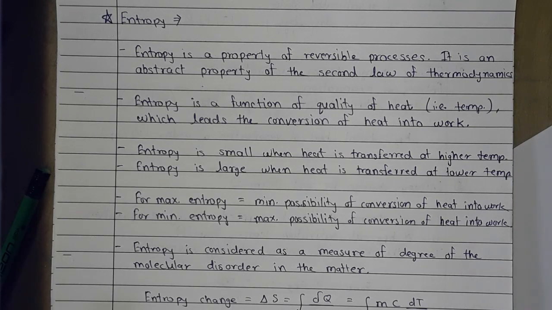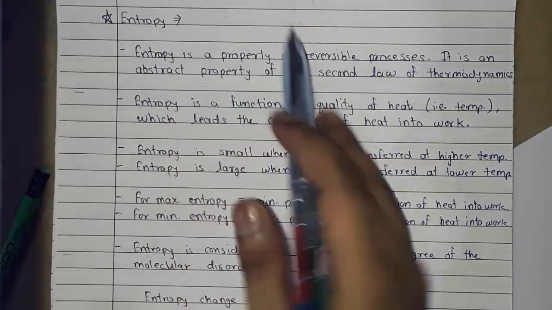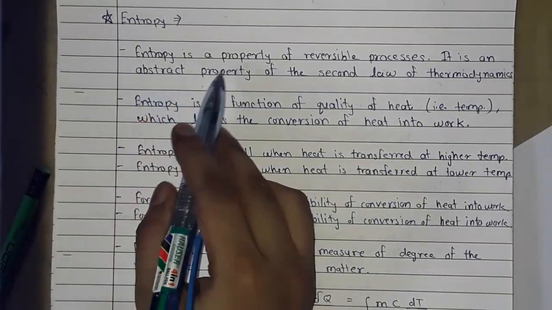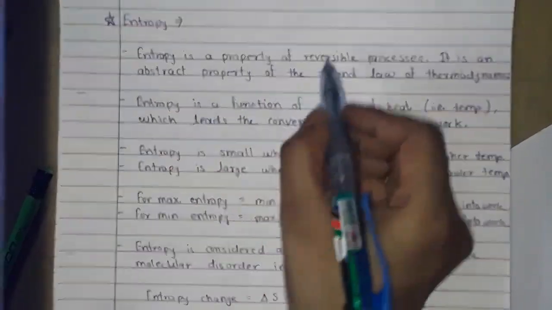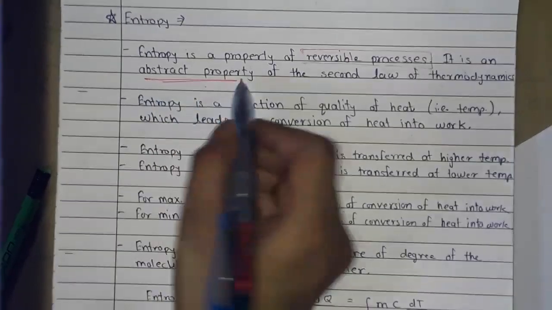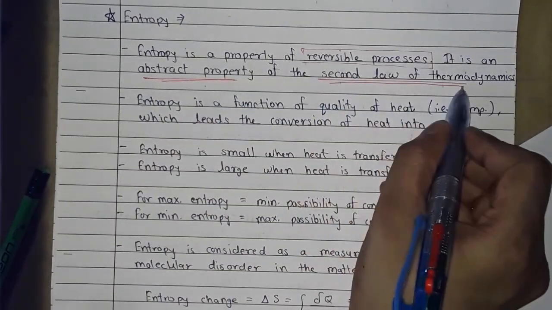Friends, first we will see what entropy is, and then we will go to the entropy of a pure substance. So here, friends, entropy is a property of a reversible process. It is an abstract property of the second law of thermodynamics.